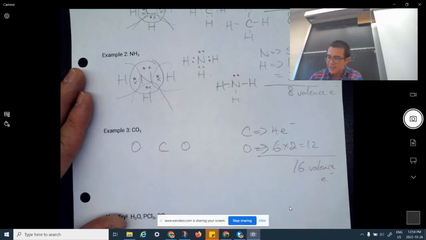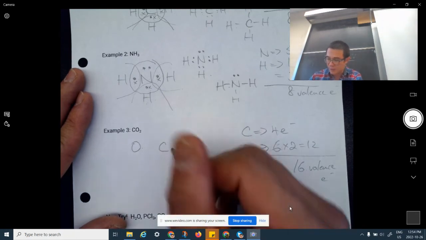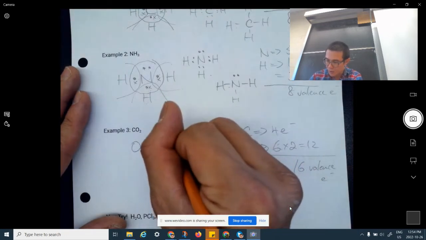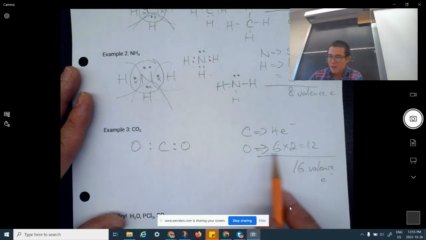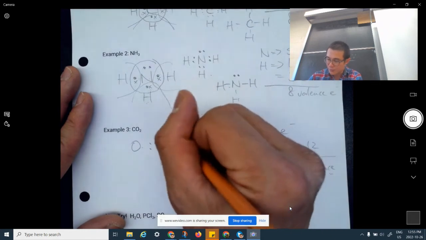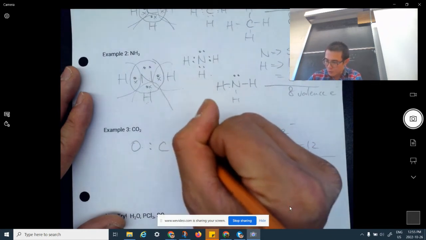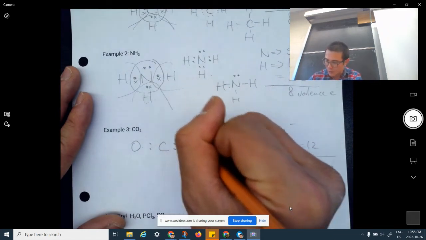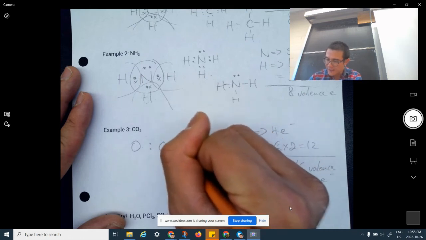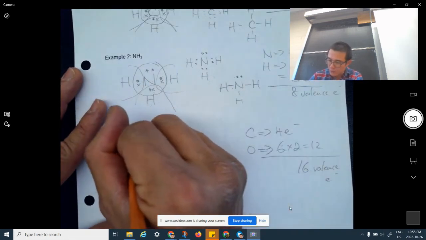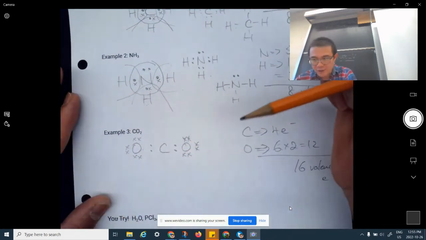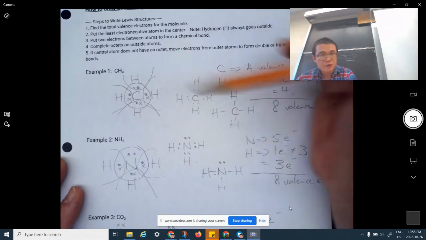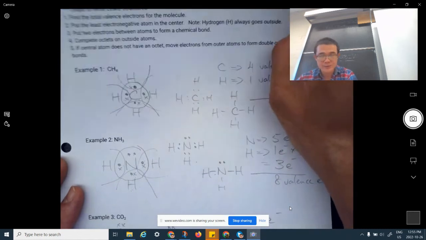Now carbon has 4 valence electrons. I'm just going to put 2 here and 2 here. Each oxygen has 6, right? So we'll have 1, 2, 3, 4. I'll do crosses. 1, 2, 3, 4, 5, 6. 1, 2, 3, 4, 5, 6. Now this part here: complete the octet on the outside atoms.